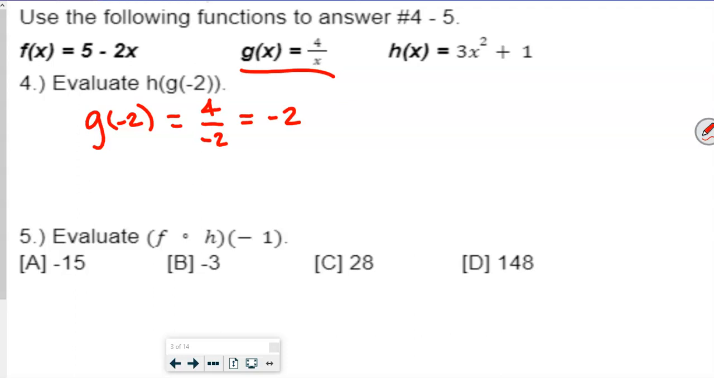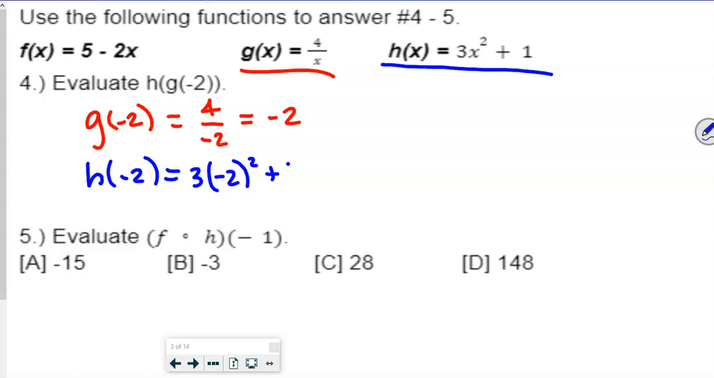Now we're going to take that value, and we're going to put in our h function, right? So we're going to say h of negative 2. So we're going to put negative 2 in for every x. So we're going to say 3 times negative 2 squared plus 1. So that's going to be 3 times... Remember, we always do our exponent first because of PEMDAS. Parenthesis, exponent, multiplication, right? So negative 2 times negative 2 is 4.